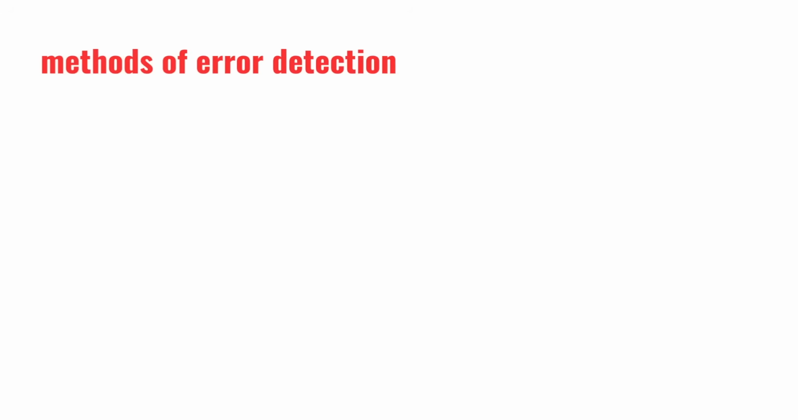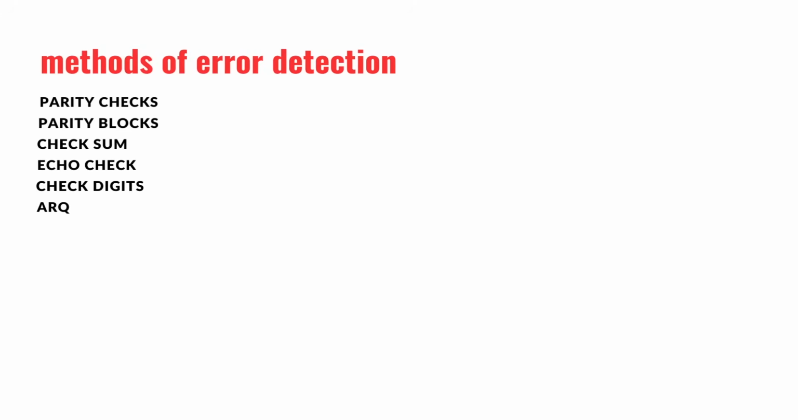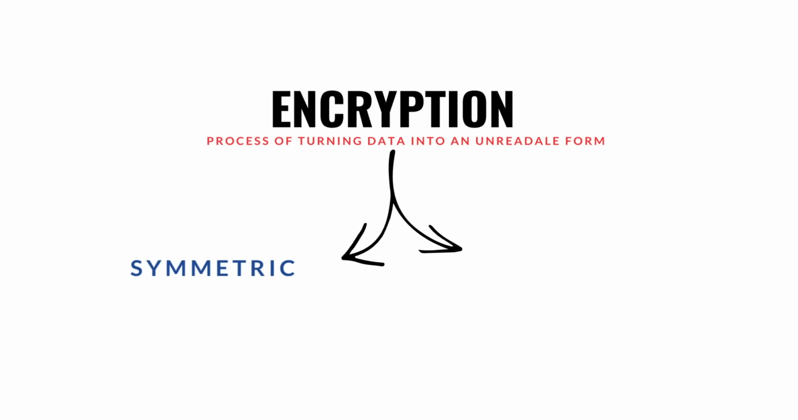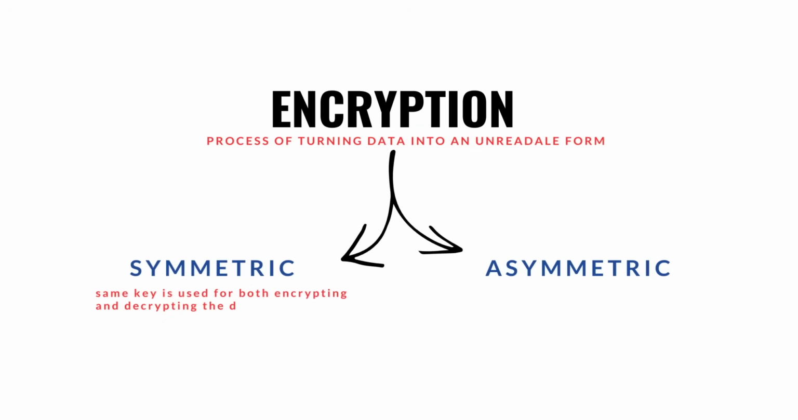The methods of error detection are parity checks, parity blocks, checksum, echo check, check digits, and automatic repeat request. Encryption is the process of turning data into an unreadable form, so it doesn't make sense to hackers and other attackers. Two types of encryption are symmetric and asymmetric encryption. Symmetric encryption is when the same key is used for both encrypting and decrypting the data, and asymmetric uses a public key and a private key.